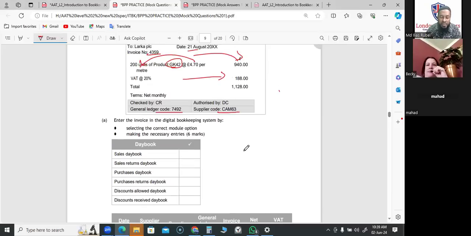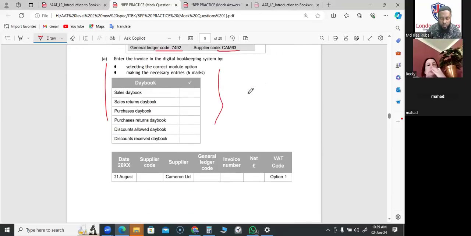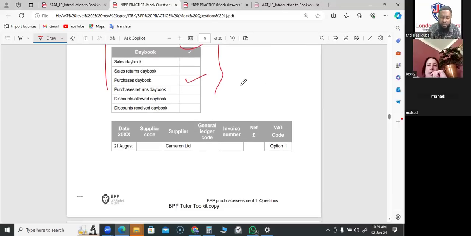Now, let me ask you here, enter the invoice in the digital booking. What type of day book it is? It's already, they said payables. Is it sales day book, purchase book? What day book? Sales return, purchase return. Purchase, very well done. Confidently purchase and you get 1 mark. I was wondering where are the other 6 marks? Other 6 marks are here.